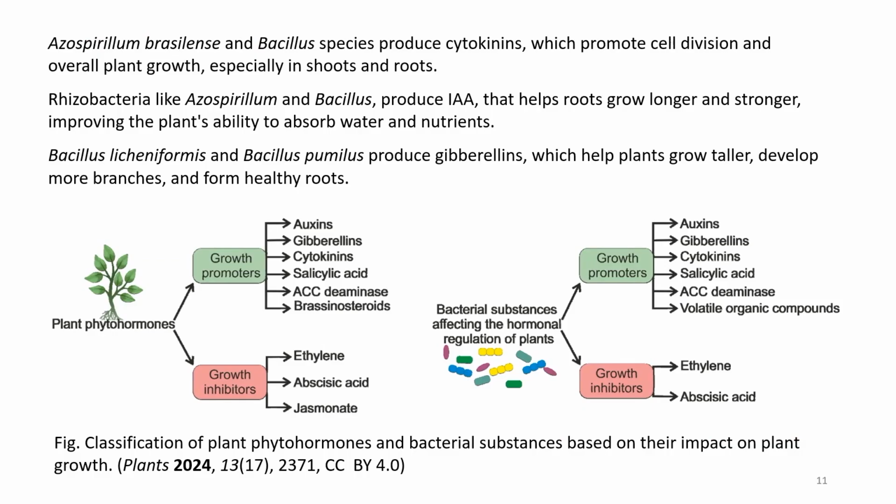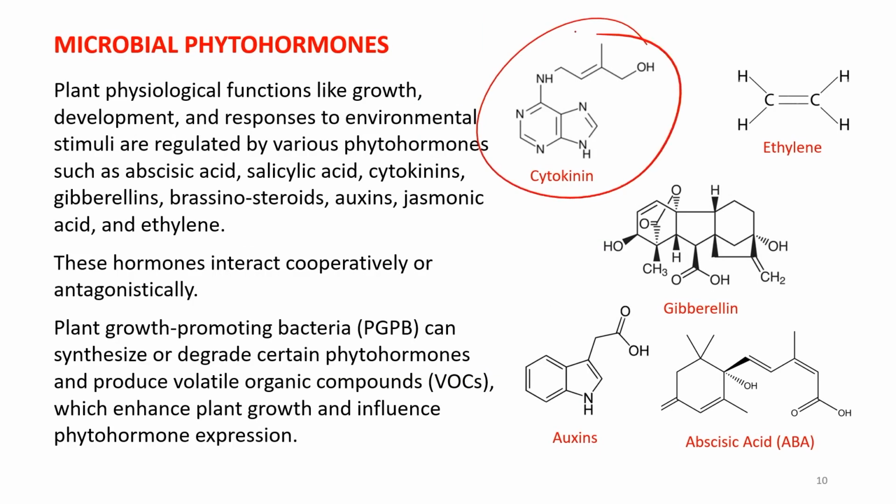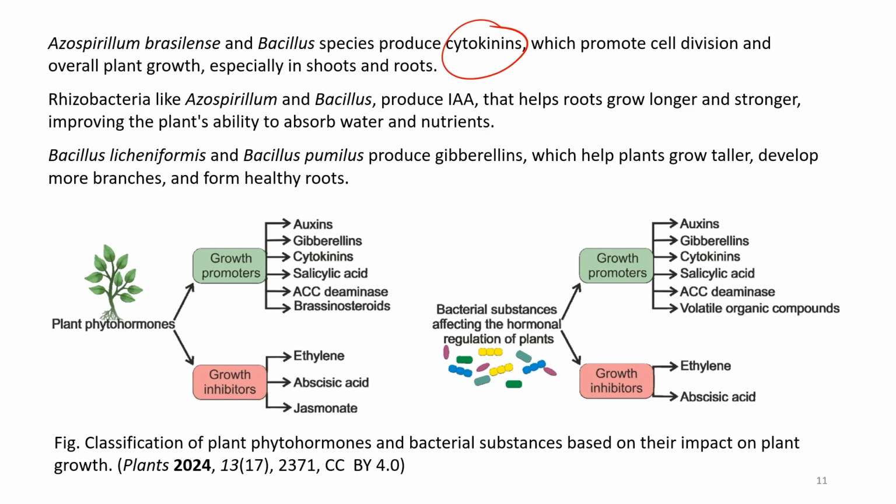Azospirillum brasilense and Bacillus species produce cytokinins, which promote cell division and overall plant growth, especially in the shoot and the root portion. Rhizobacteria like Azospirillum and Bacillus produce indole acetic acid that helps roots grow longer and stronger, improving the plant's ability to absorb water and nutrients. Bacillus licheniformis and Bacillus pumilus produce gibberellins, which help plants grow taller, develop more balanced branches and form healthy roots.